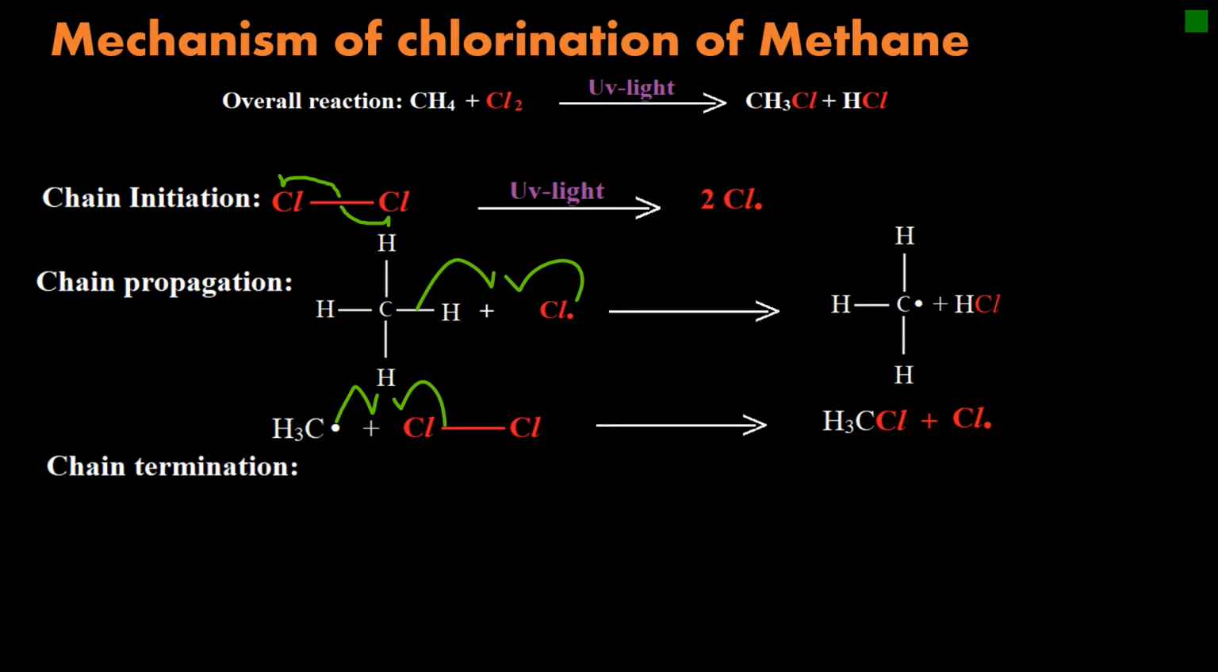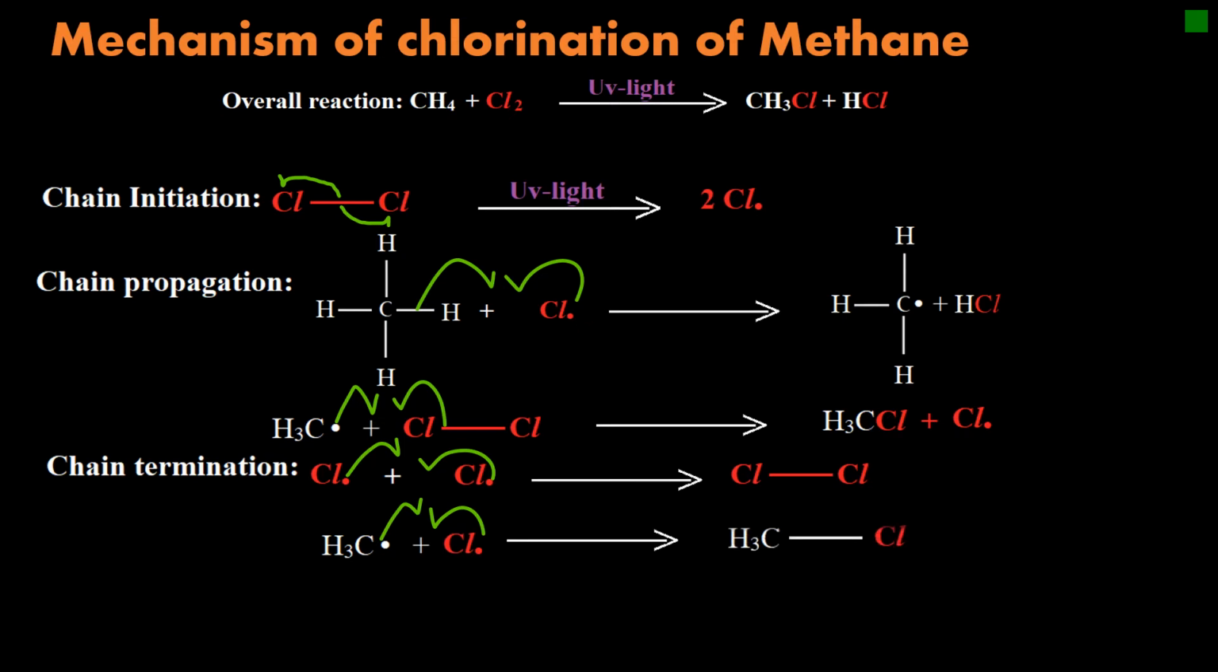And then the chain termination is going to combine all the free radicals formed in the propagation stage. Here we have chlorine reacting with another chlorine to give a chlorine molecule. We have methyl reacting with chlorine to give a methyl chloride molecule. And we have methyl reacting with another methyl to give an ethane molecule. And as you can see, this reaction produces a mixture of products.